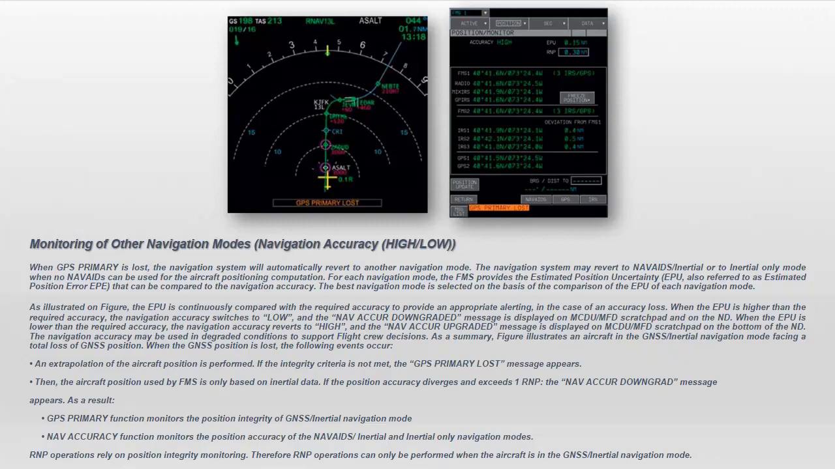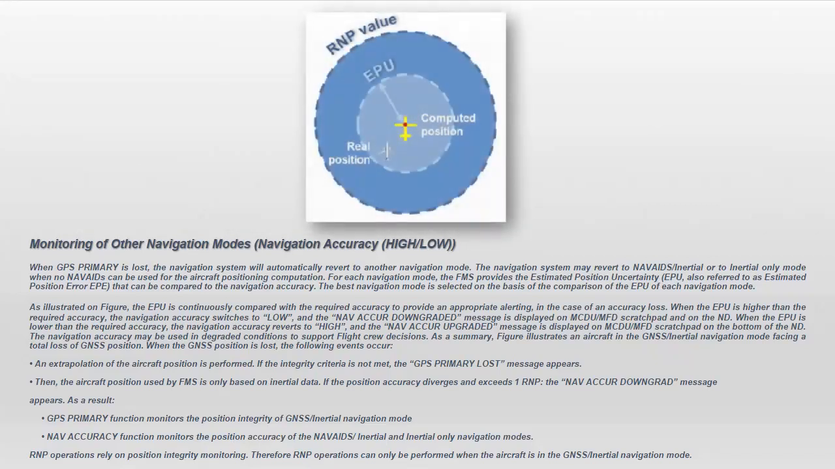The best navigation mode is selected on the basis of the comparison of the APU of each navigation mode. As illustrated on the figure, the APU is continuously compared with the required accuracy to provide an appropriate alerting, in the case of an accuracy loss.